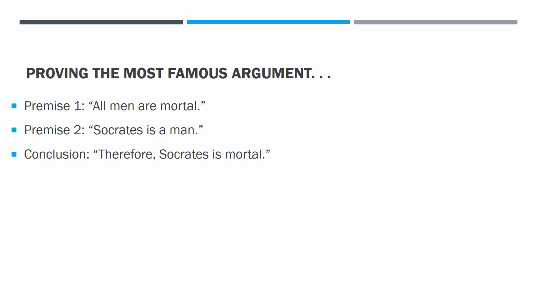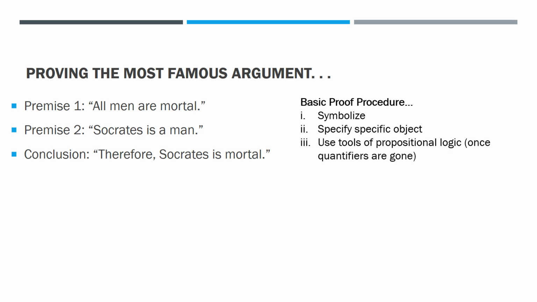Now that we have the general gist of this type of argument, let's get into the details. Our basic proof procedure is as follows. We're to symbolize, we're to specify a specific object, at least in this type of argument, and then we're to use the tools of propositional logic once our quantifiers are gone.